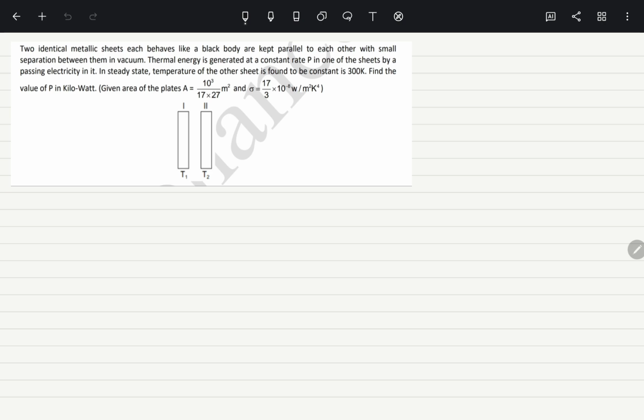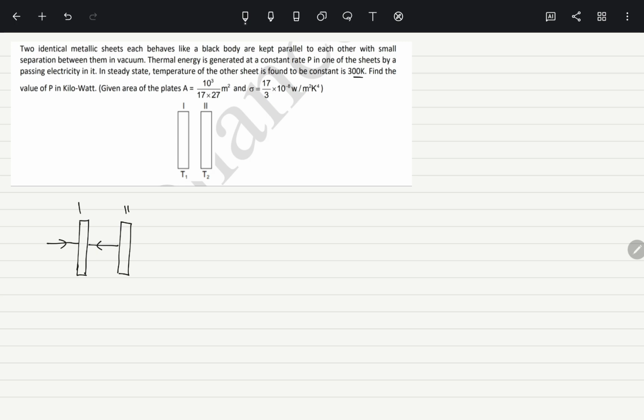The thing is, in this one we have 2 sheets, right? Let's see the first sheet here. The first sheet is the sheet which is absorbing the power from outside. So it's taking heat from outside, and there's another sheet placed, the second one. This is the first one, this is the second one. The first sheet is absorbing power from the outside through electricity, and it can absorb power from the second also, if the second has some temperature, 300 Kelvin, which is given constant.